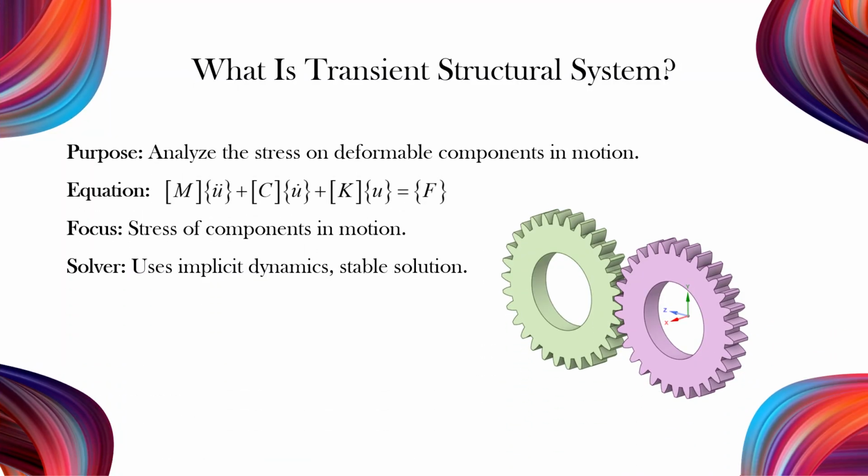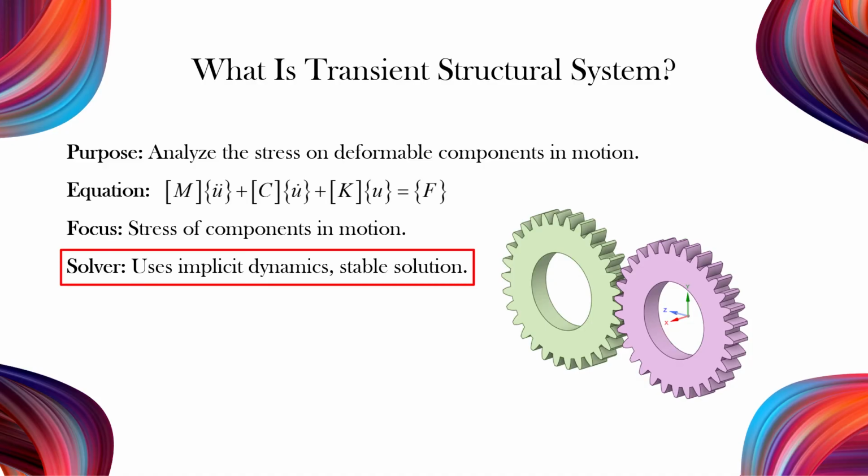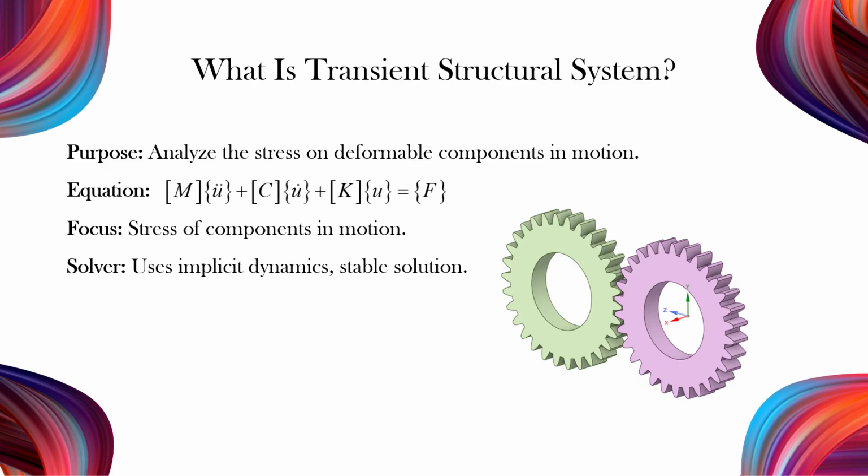Transient structural analysis is a tool for analyzing the motion of a mechanism considering deformation. In other words, the system solves equations of motion that include mass, damping, and stiffness. This method focuses on calculating stress, strain, and the energy stored in components. The solver is implicit, which is more stable than the explicit solver.